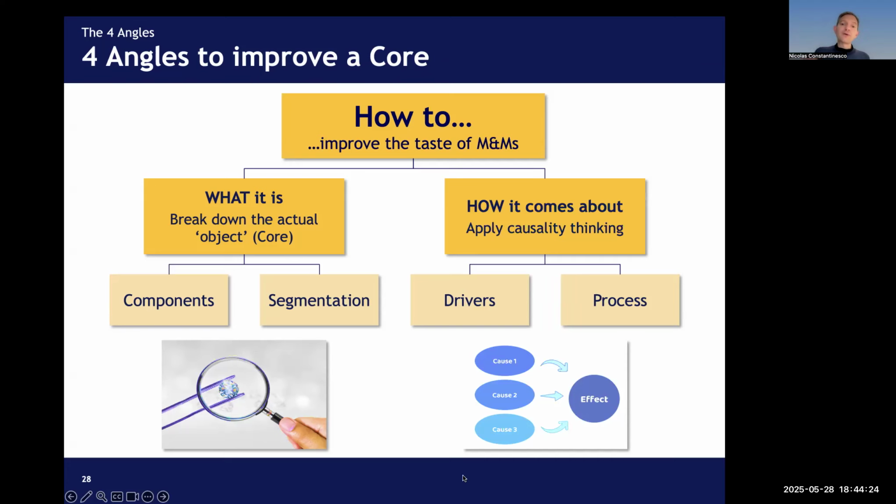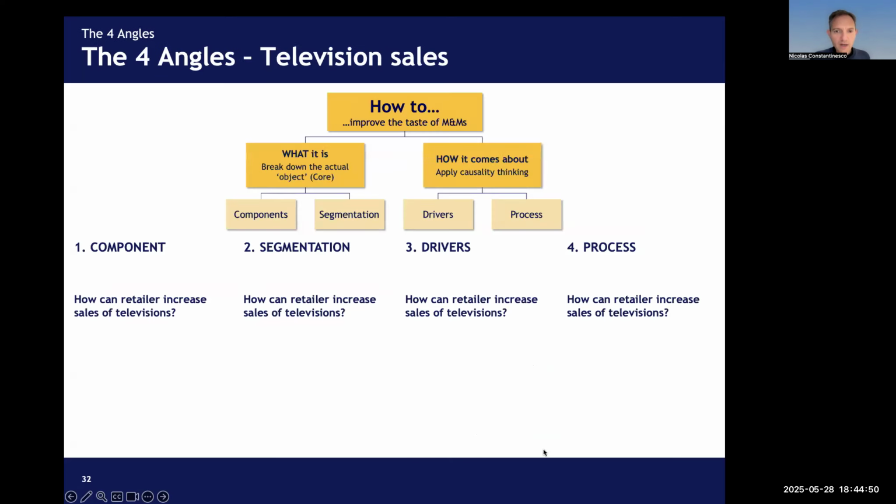Let me show you one other example where we can see four angles, completely different, just to give you a bit of a sense. The slides have a total of 6 examples of this. I'm just going to run through one more, and then I'll pause and see if you have any questions. I'm trying to figure out which one to take. I think I'm going to take this one. So the question is, how can a retailer increase the sales of televisions?